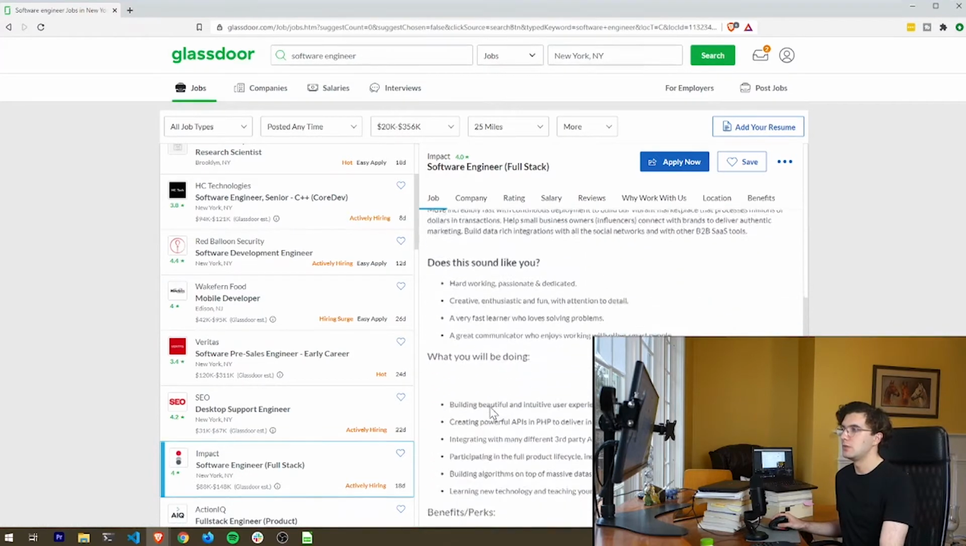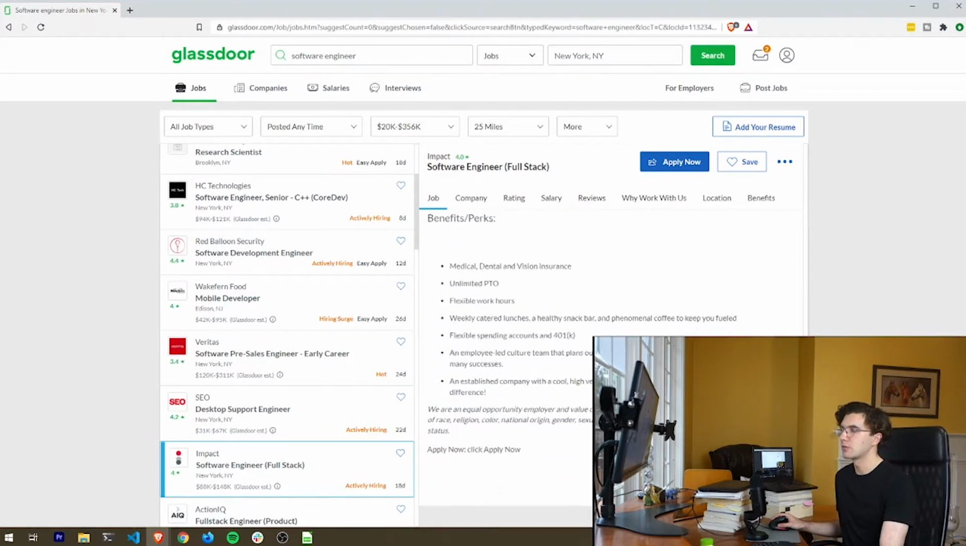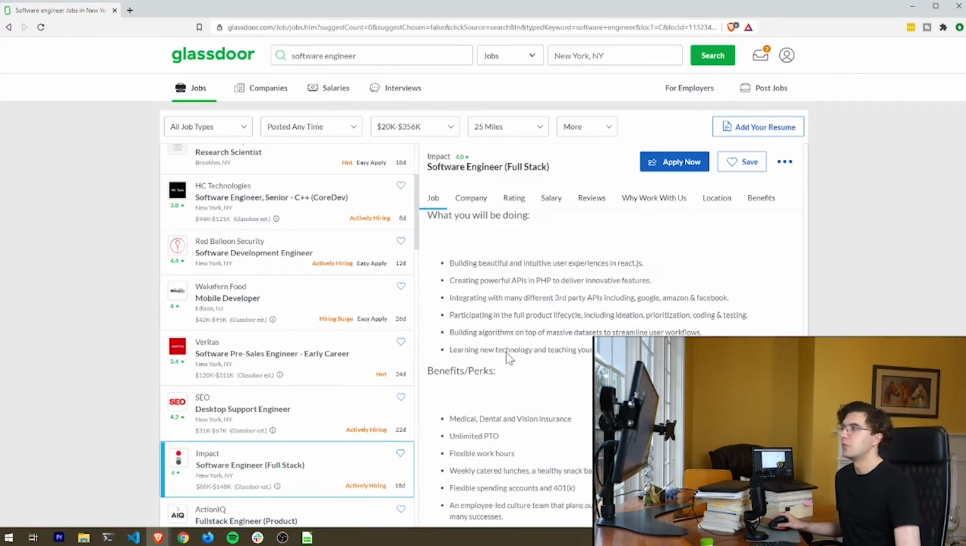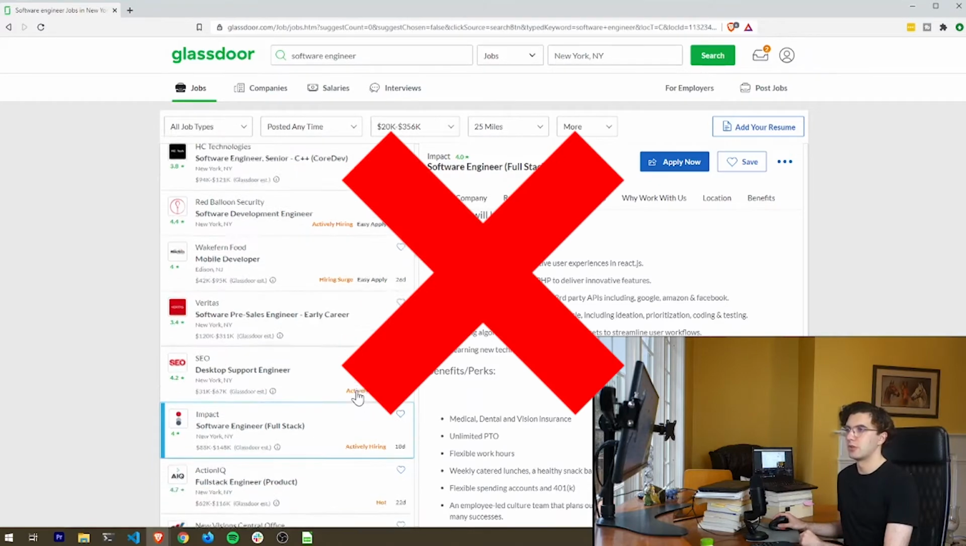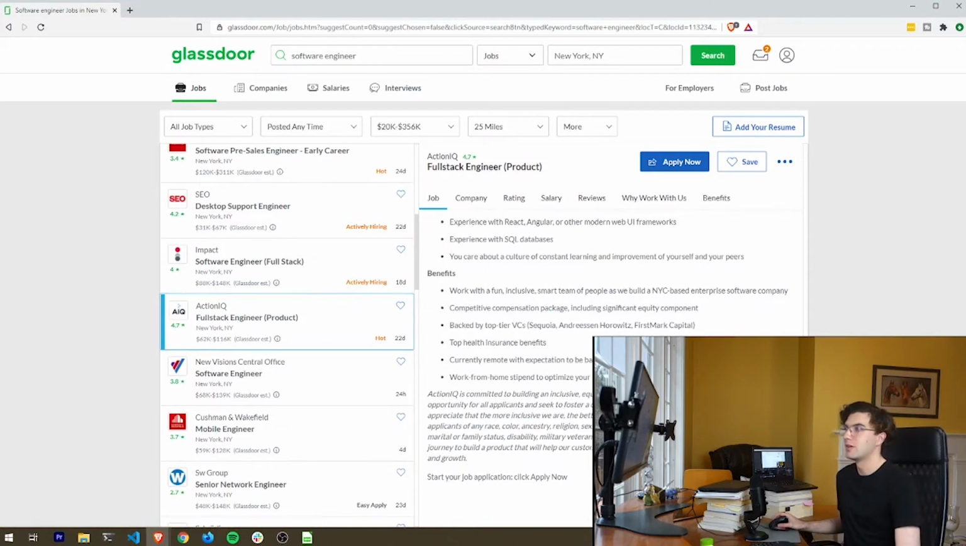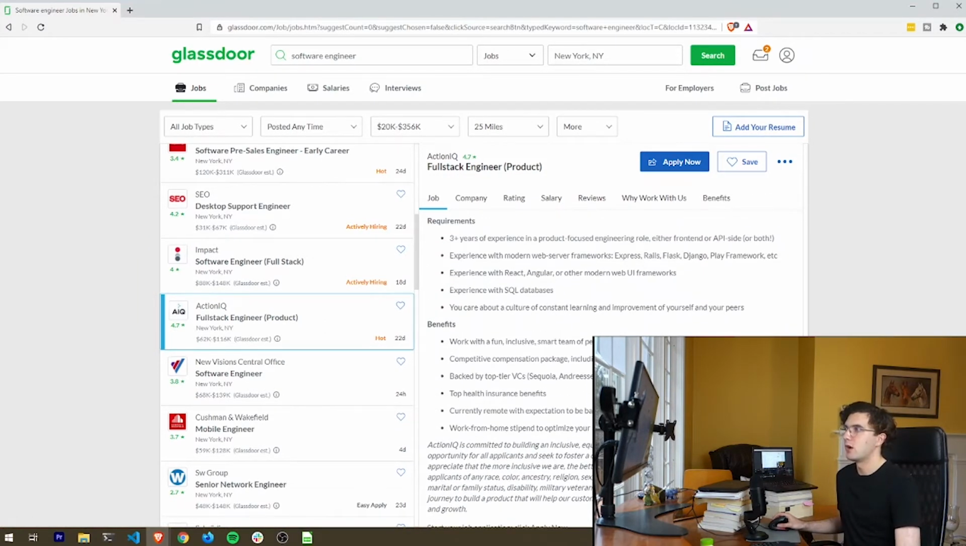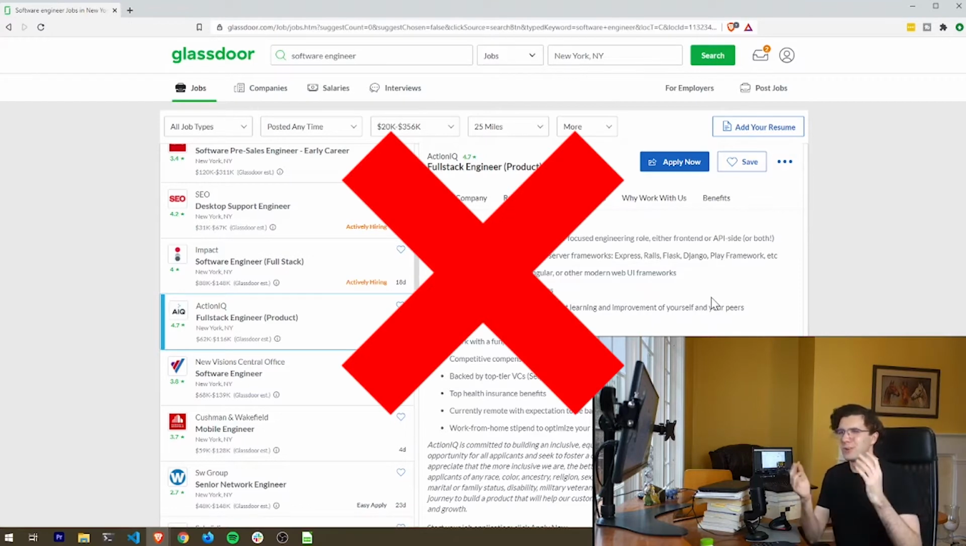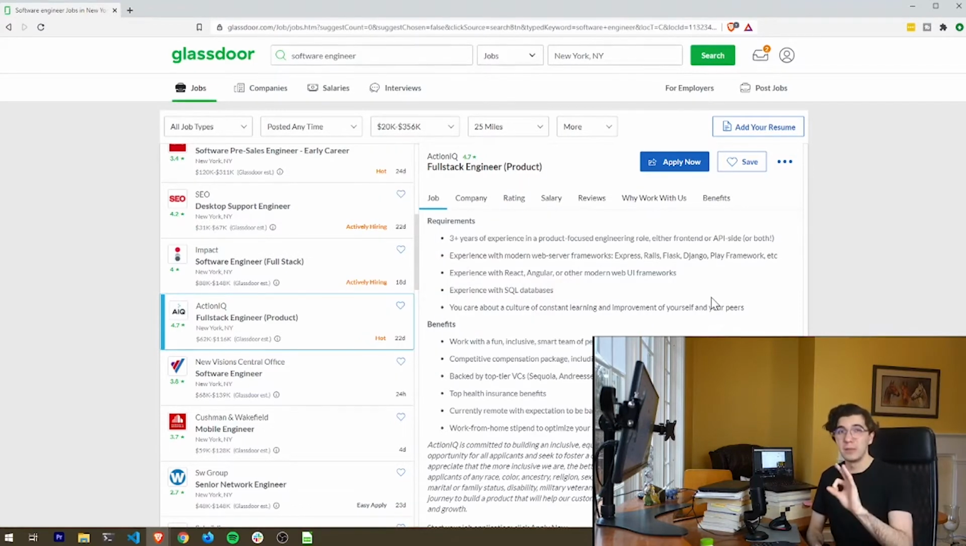What will you be doing? Benefits and perks. Okay. But it says here that we'll be building in React, PHP backend, integrating third-party APIs, doing a full software engineering lifecycle. Okay, we'll do one more, guys. So here we have, sure, full stack engineer of products. Okay, so here we have requirements, 3+ years, experience with a framework, experience with some front end, SQL, and that's about it.